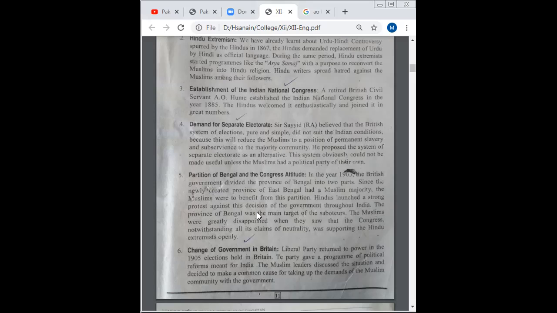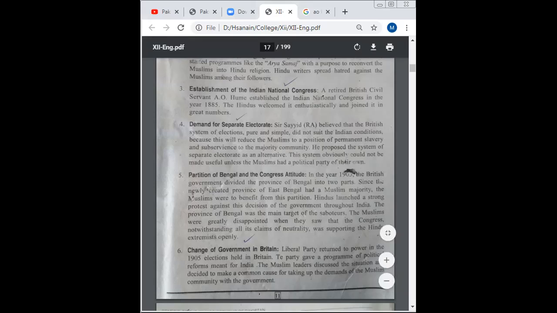Muslims demanded separate electorate when they had no political party. That is why Muslims thought that if they are demanding the separate electorate, there should be a mechanism to avail that separate electorate. That is why they established their own political party.